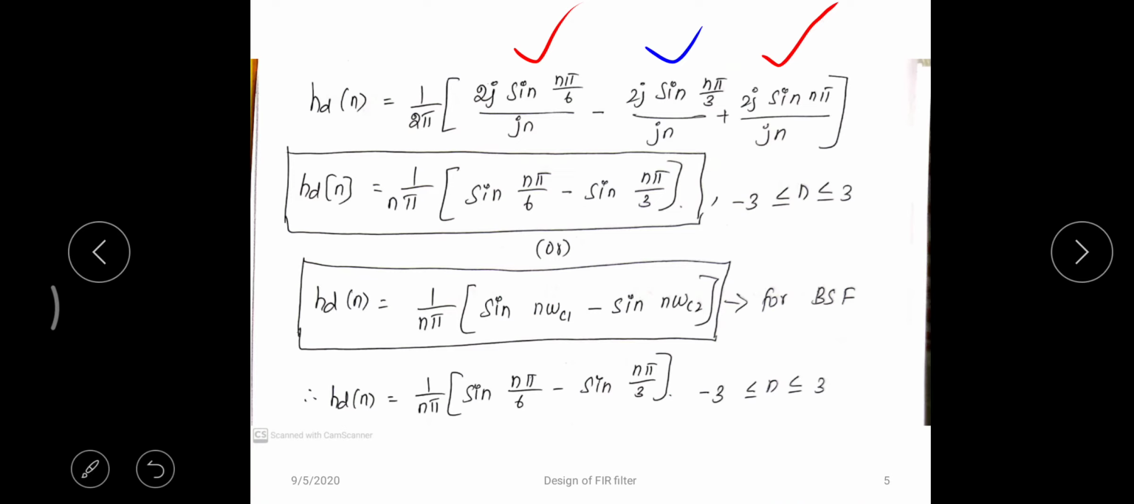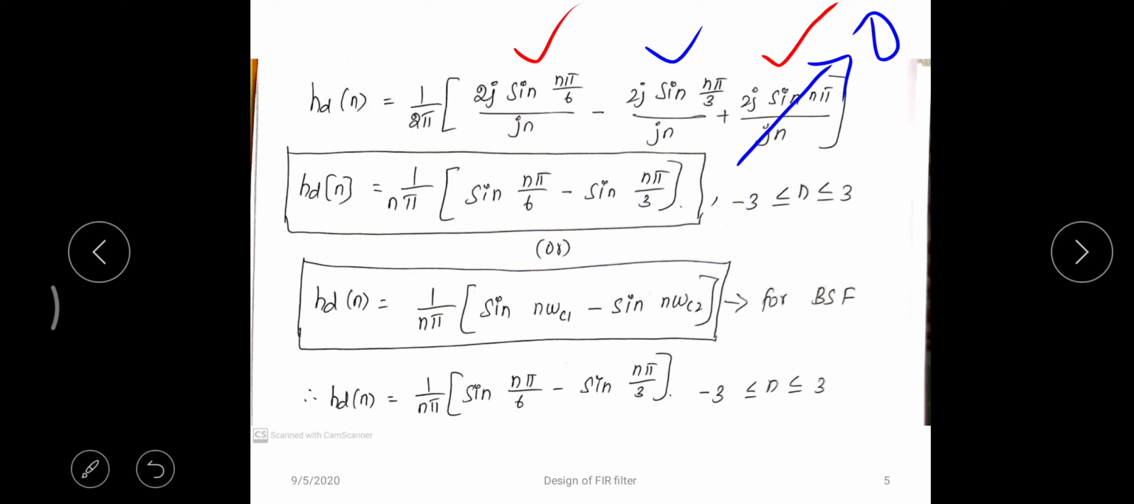And we all know that sin n pi is always 0, so this term will become 0. In the first two terms 2j is common, I can take 2j common out and j will cancel, 2 also will cancel. Finally, I am getting hd of n is equal to 1 divided by n pi, sin n pi by 6 minus sin n pi by 3.